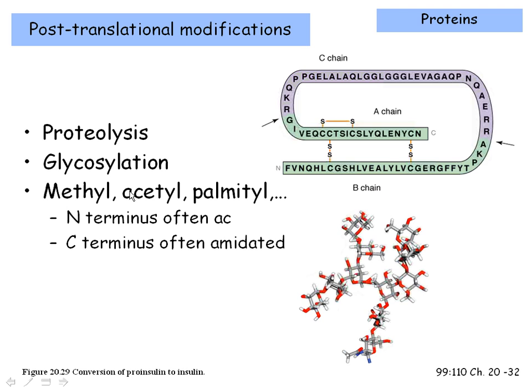There's a variety of small additions that can be added, methylations. We've already seen acetylations, for example, in the case of histones. Palmitoyl addition we saw in the case of the membrane proteins that were anchored to the membrane through a palmitoyl end. It's very common to find the amino terminus acetylated, and that removes a positive charge from that end and lets it pack in tidy ways. It's common for the C-terminus to have an amido group, which again neutralizes some of the charge there.